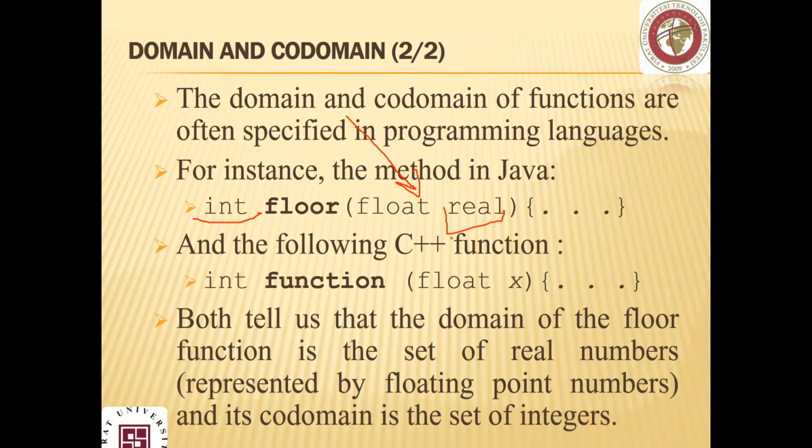How about the similar representation in C++? We receive also a floating point x, and we represent the output also as an integer. This is exactly the idea of domain, all real numbers, and codomain, all integer numbers.